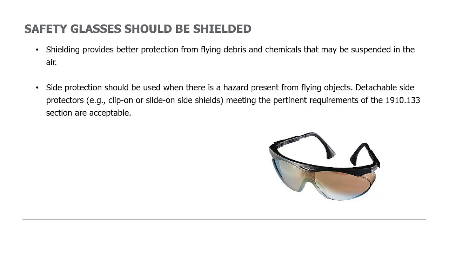Safety glasses should be shielded. So what does that mean? Shielding provides better protection from flying debris and chemicals that may be suspended in the air. Shielding is going to be the side protection. If you're wearing just eyeglasses, it's going to have something in front of your eyes, but what makes safety glasses different is it also wraps around and protects the side of your eyes, just getting that full coverage to make sure your eyes are protected. And as you can see here, side protection should be used when there is a hazard present from flying objects. Some of these side protectors are detachable. There are clip-on, slide-on shields, and those are okay as long as they're meeting the requirements of 1910.133.